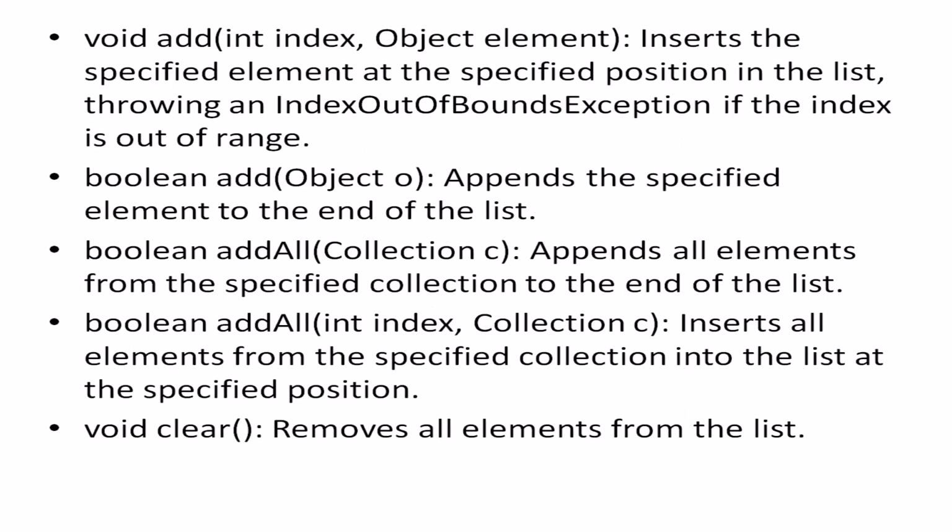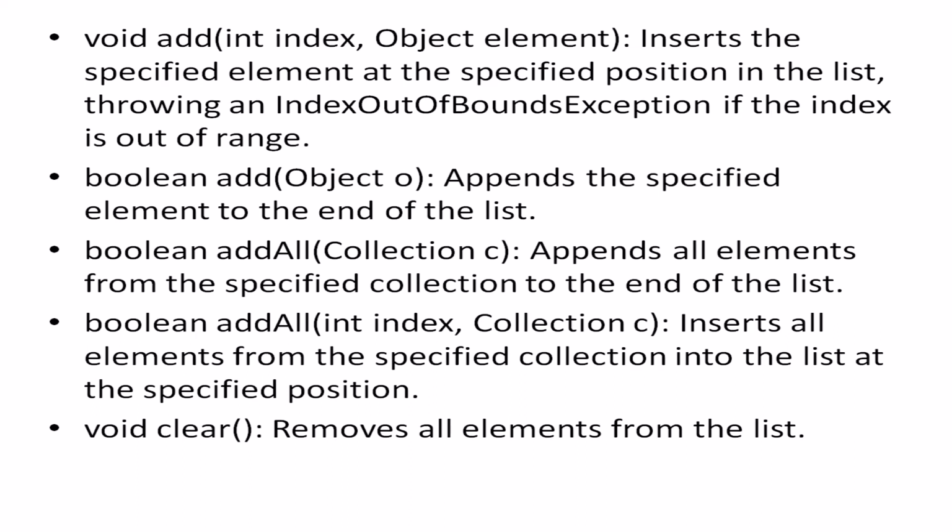Next, void add(int index, Object element). This particular method inserts the specified element at the specified position in the list, throwing an IndexOutOfBoundsException if the index is out of range. So here you can specify the object element. Basically, if you exceed the size of the array, you can get an exception, an array out of bound exception or index out of bound exception. It is going to throw when a particular exception has occurred out of the range.